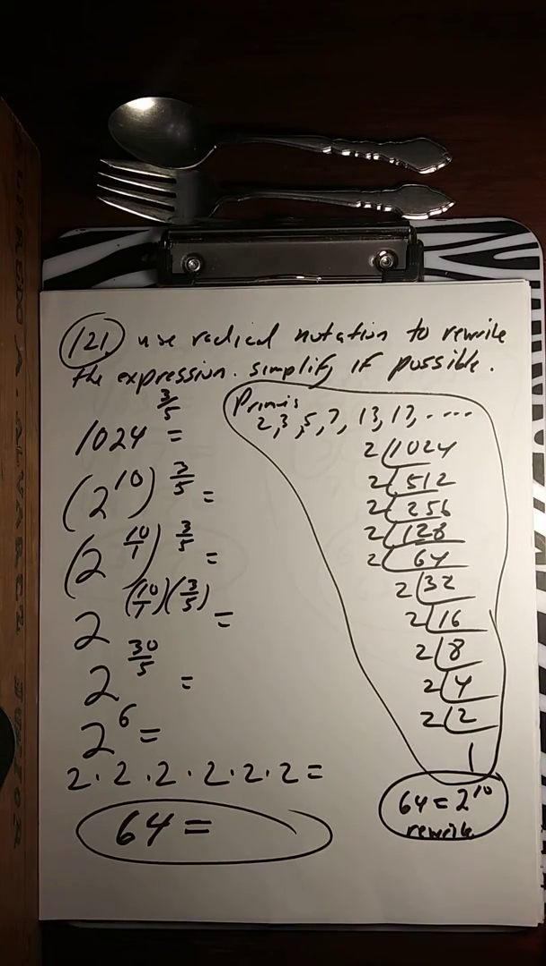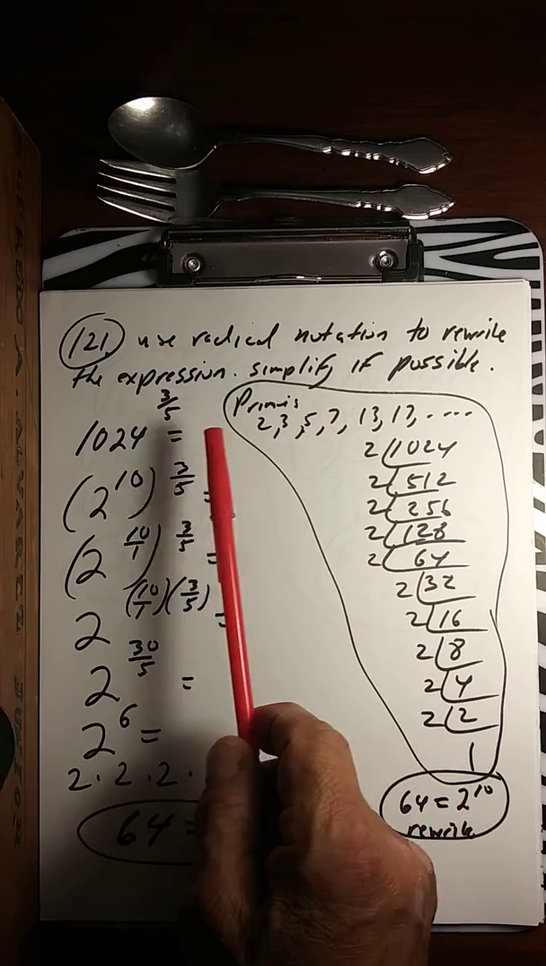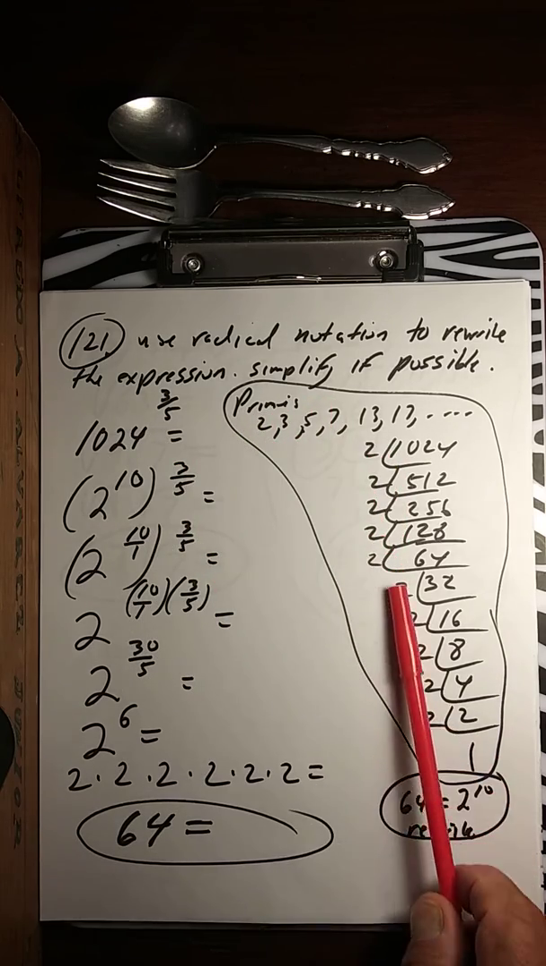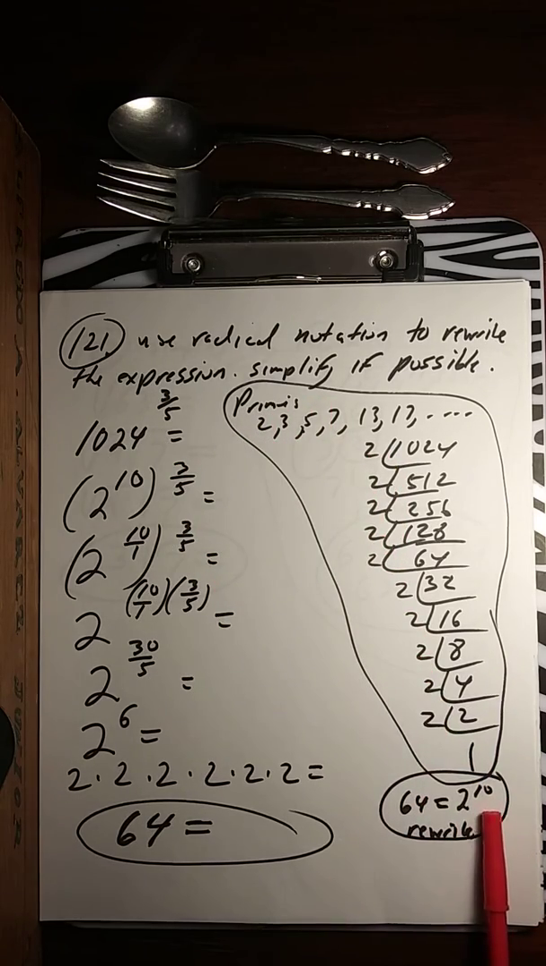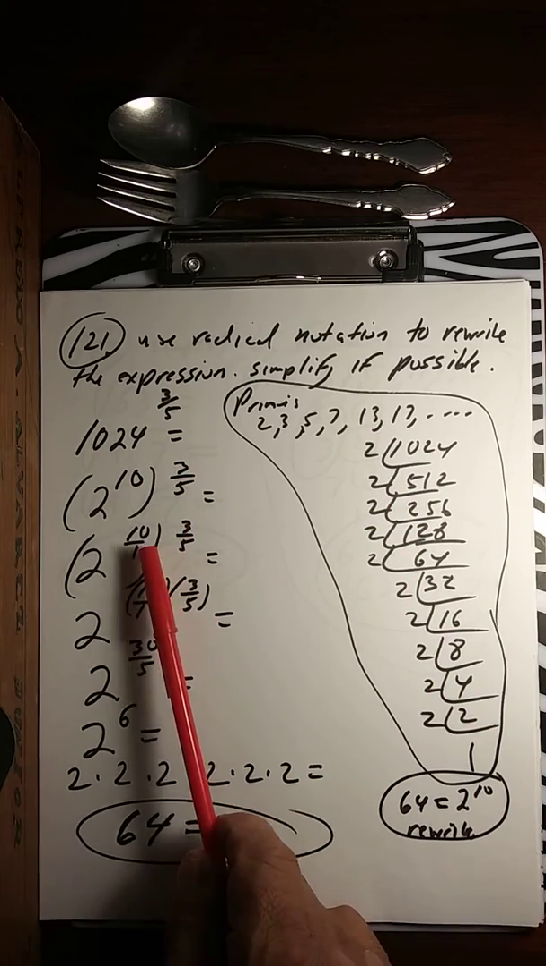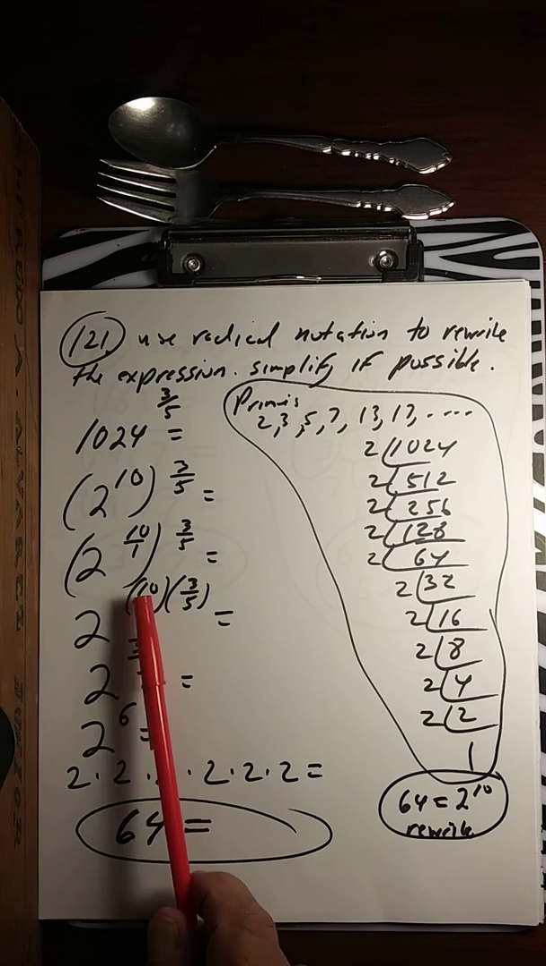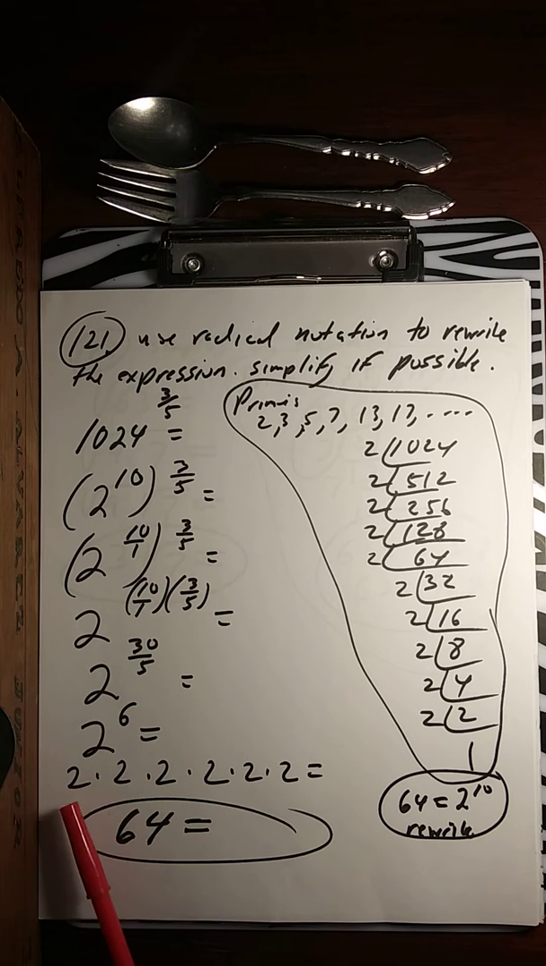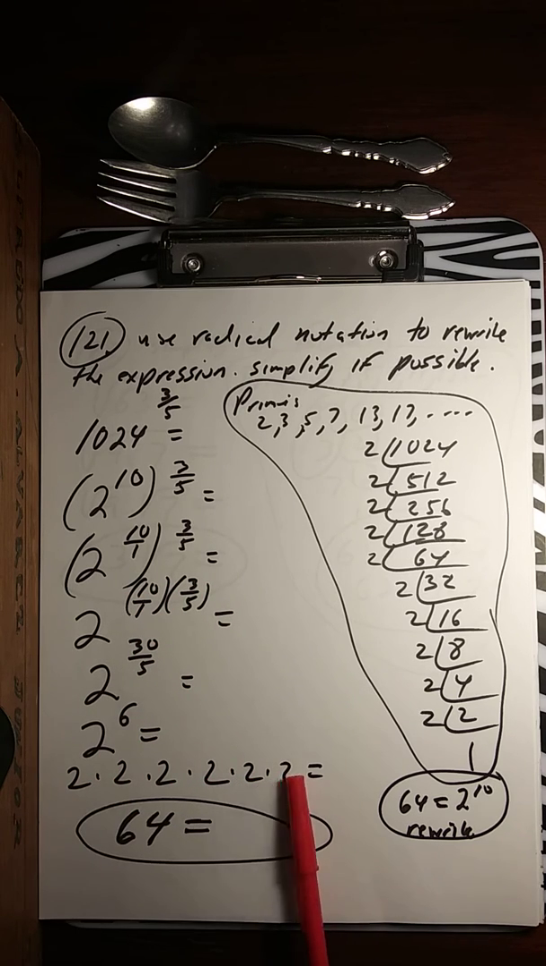Use radical notation to write the expression, simplify if possible. So let's start with all the numbers. Bunch of 2's. How many times? 10 times to get in there. 2, 2, 2, 2, 2. So 2 to the 10 times this. 10 over 1 times that. So that's going to give you 30 over 5. Divide this. It's going to be 6. 1, 2, 3, 4, 5, 6. 2 times 2 is 4, 2 is 8, 16, 32, 64.